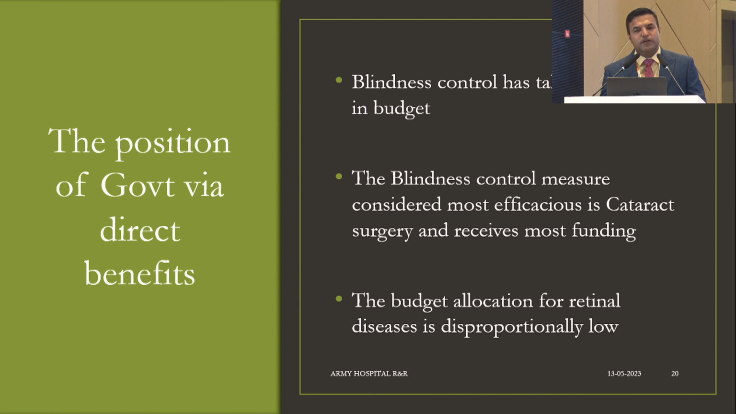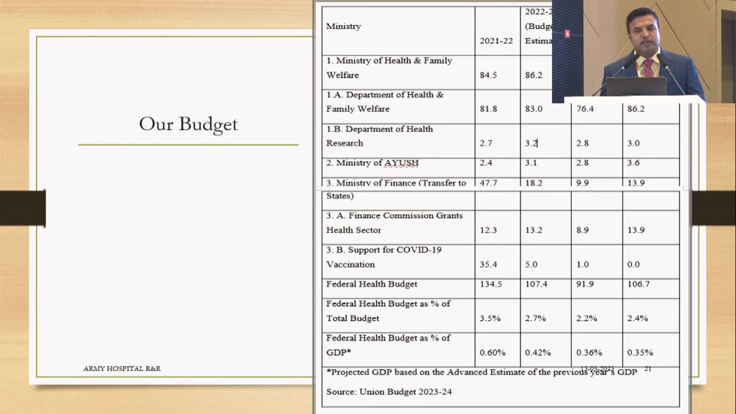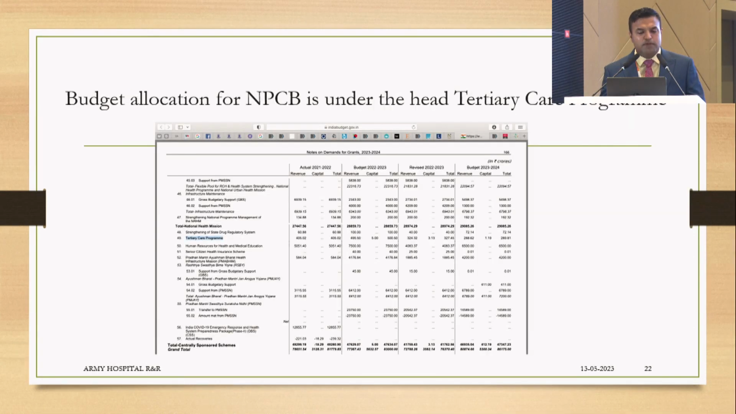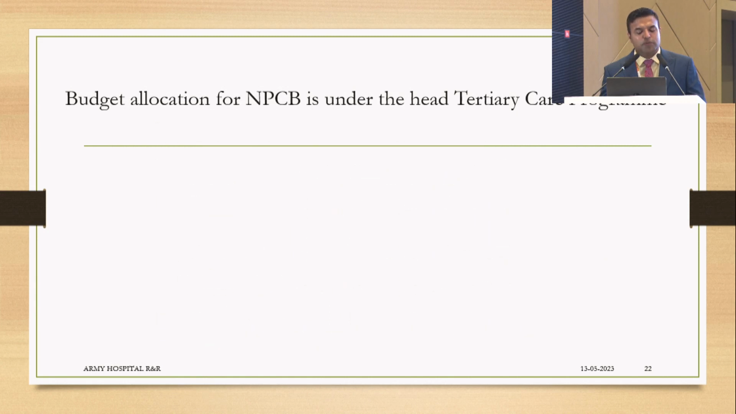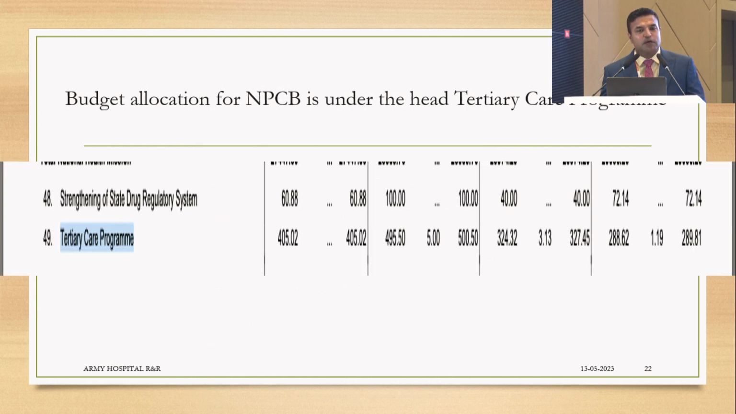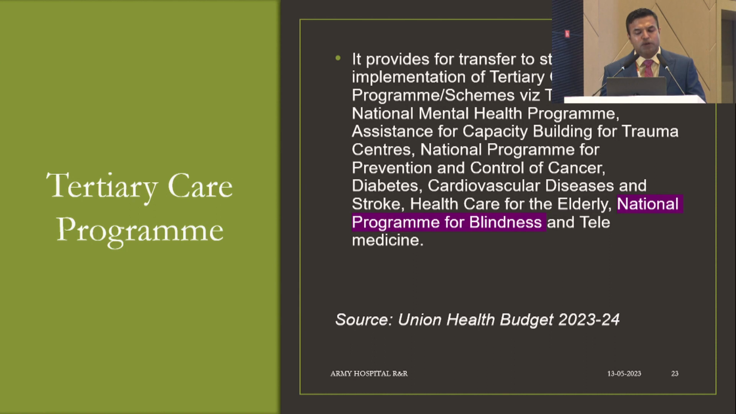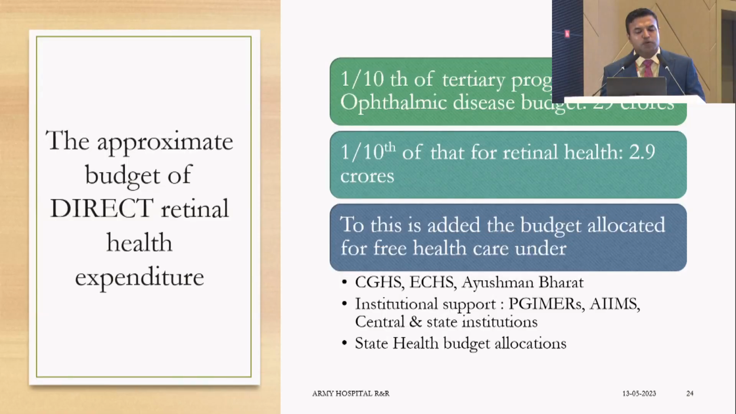So what is the government doing as of date? Let's talk about direct benefits. Our union budget has increased from 84,000 crore to 89,000 crore over the past 2 years. But the budget allocation for NPCB comes under the tertiary care program. And the tertiary care program has suffered because of the impact of COVID, from 405 crores to 288 crores. When we talk about the blindness part, it is just 1/10 of this entire tertiary care program. Effectively, it gives you 3 crore rupees for retinal health.